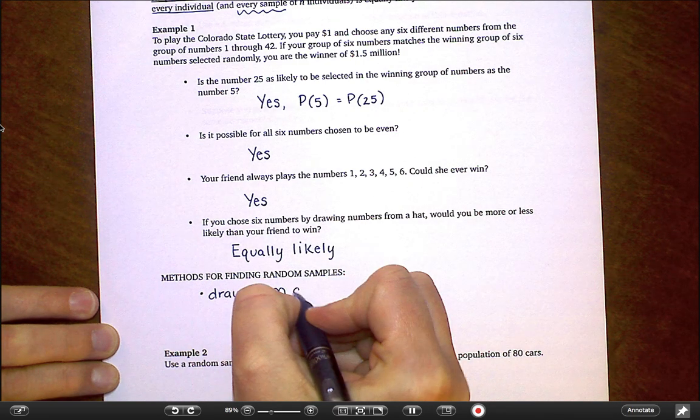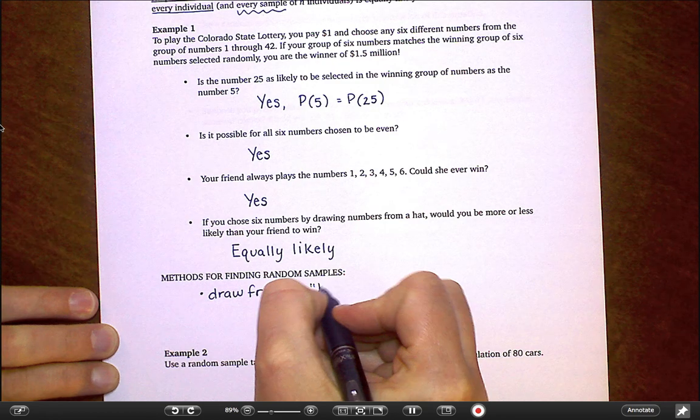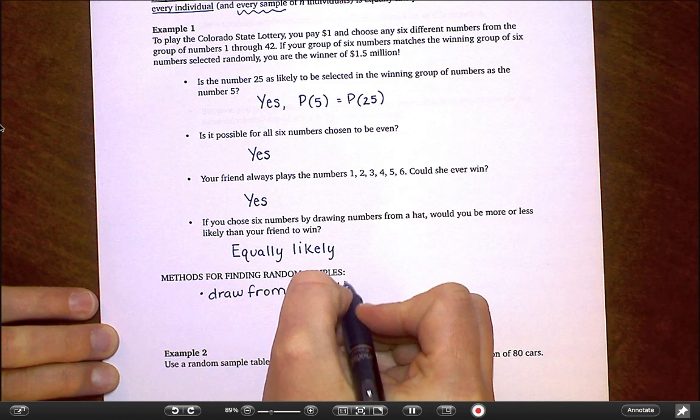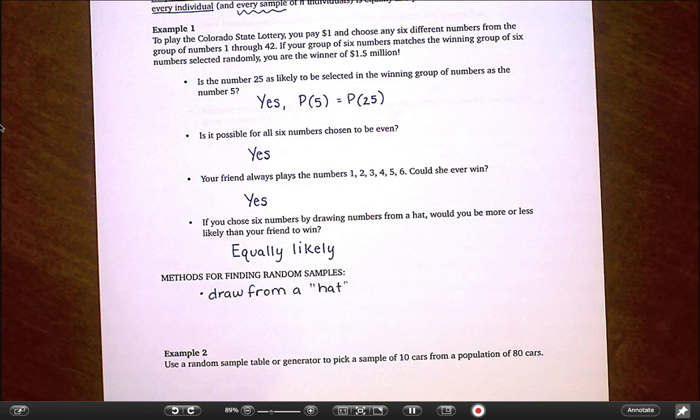And I don't know why we always chose a hat to use instead of any other receptacle. But basically, and I guess you could do this with names of people as well. If I was choosing people from my class, I could write their names on slips of paper and draw those from a hat. They wouldn't have to be numbers. But a lot of the time we convert things to numbers in math. So there's the draw from a hat.